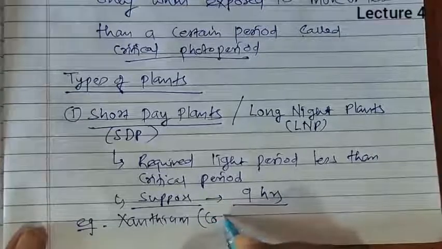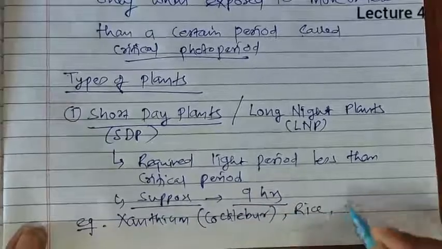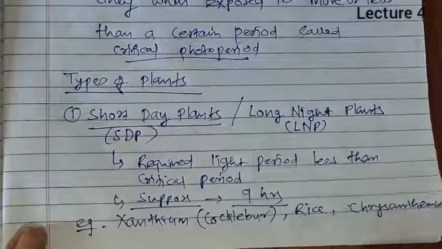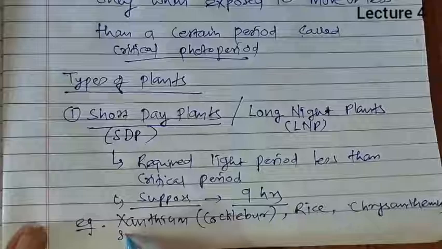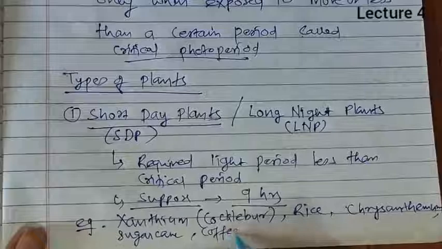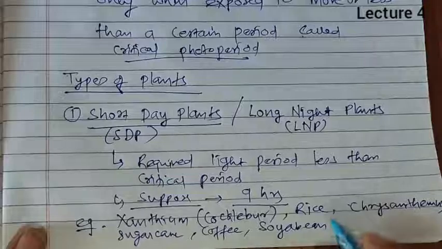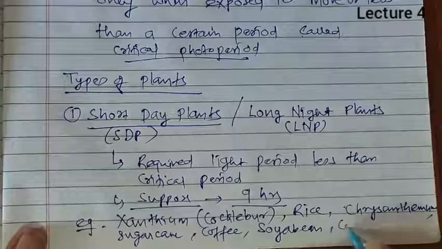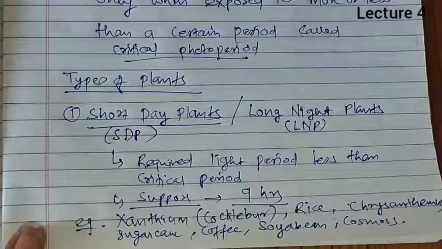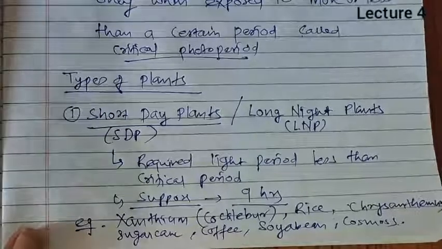So if we take an example of this short day plant, then we write Xanthium, which is known as cocklebur, rice, chrysanthemum, sugarcane, coffee, soybean, and cosmos. These all are the different short day plant which cannot flower if the light beyond critical period is provided.